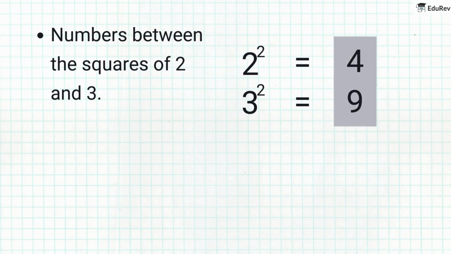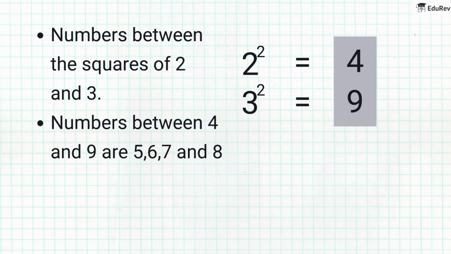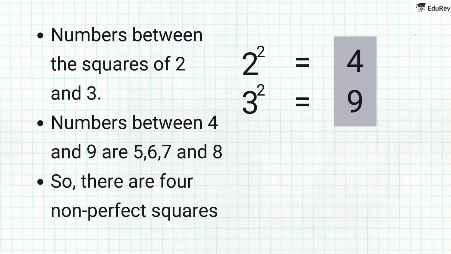Now, consider the numbers between the squares of 2 and 3. Numbers between 4 and 9 are 5, 6, 7, and 8. So, there are 4 non-perfect squares. Here, 2n equals 4, hence n equals 2.